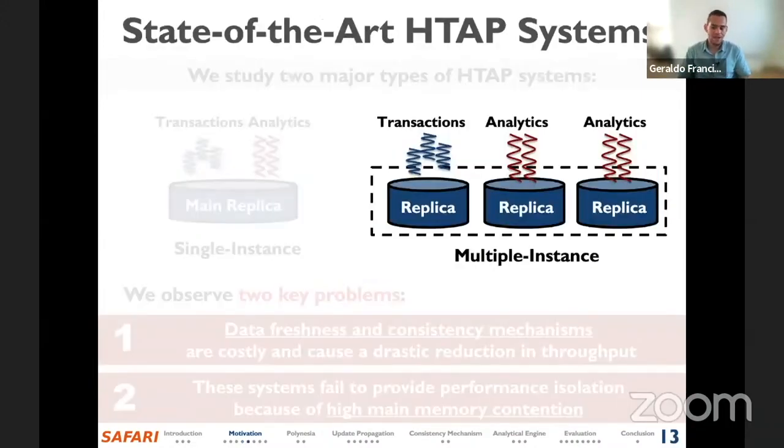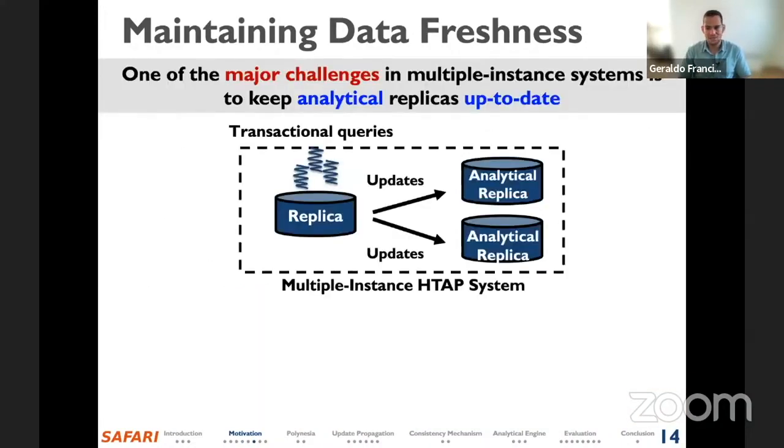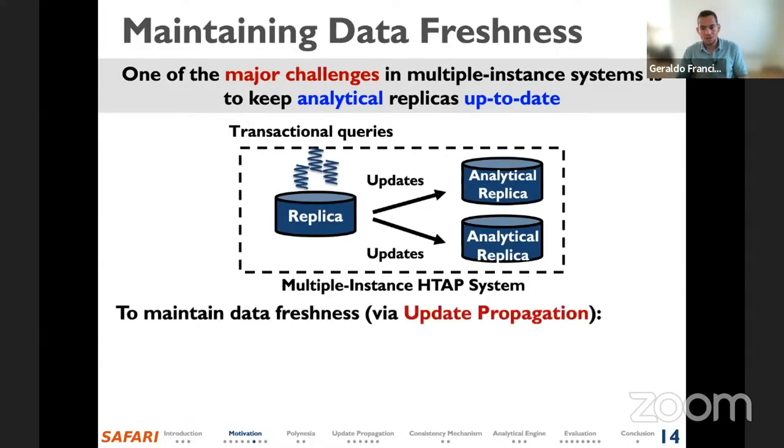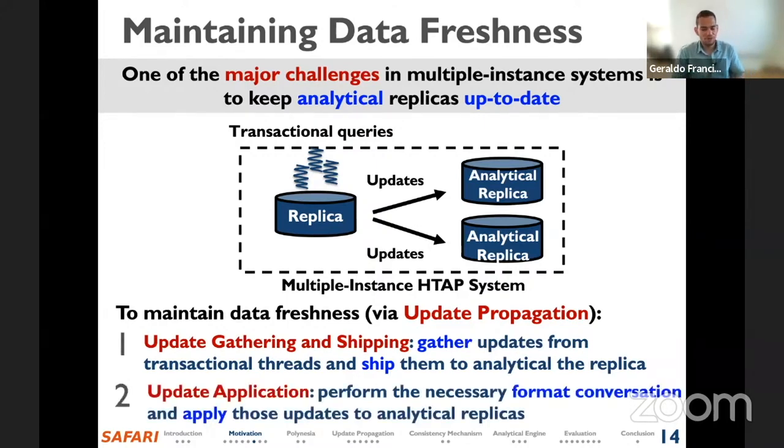Next, we study the drawbacks of a multiple instance HTAP system. A major challenge faced by multiple instance HTAP systems is how to keep the analytical replica up to date. In order to maintain data freshness, multiple instance HTAP systems perform an operation called update propagation, which is divided into two steps. In the first step, the system needs to perform the update gather and shipping operation, which collects updates from transactional threads and sends them to the analytical replica. Second, the system needs to perform the necessary format conversions between transactional and analytical data.